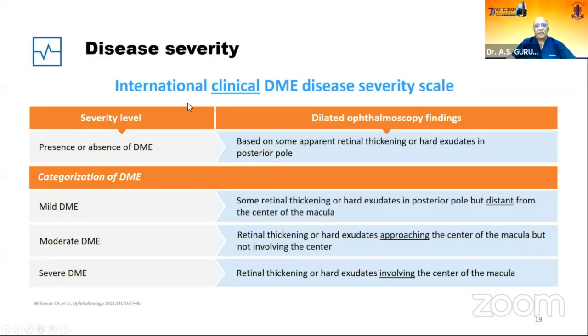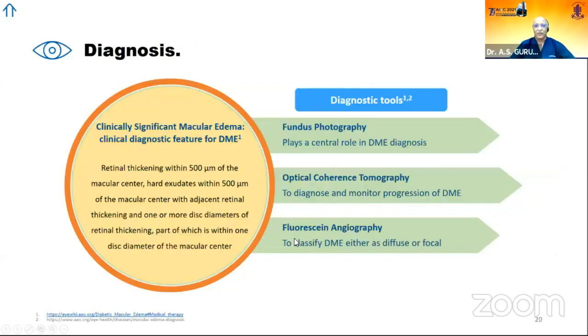There's another international clinical DME disease severity scale, which again is clinical, just like CSME, where the distance of the hard exudates from the center of the macula determines whether it is mild, moderate, or severe. We know that we have diagnostic tools today of fundus photography, optical coherence tomography, and fluorescein angiography at our disposal to diagnose diabetic macular edema, the most important of which is today perhaps optical coherence tomography.